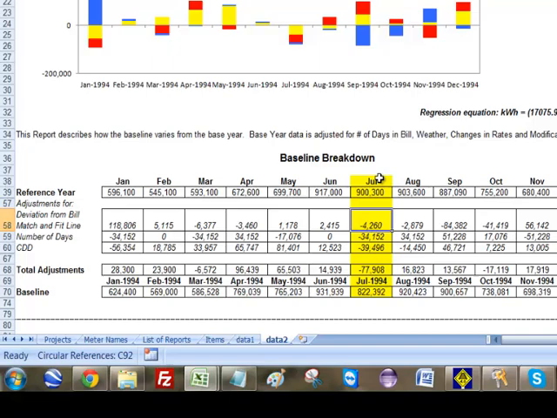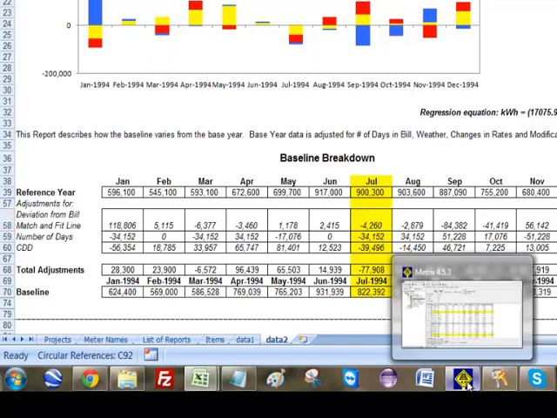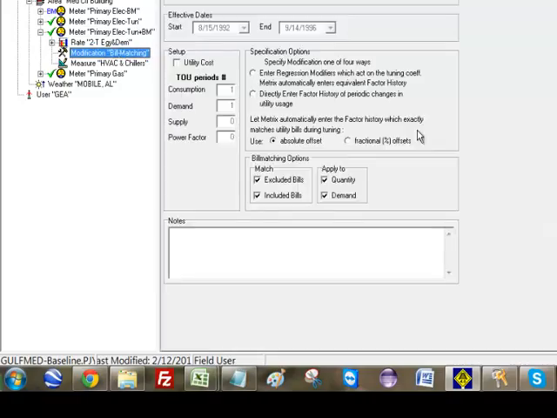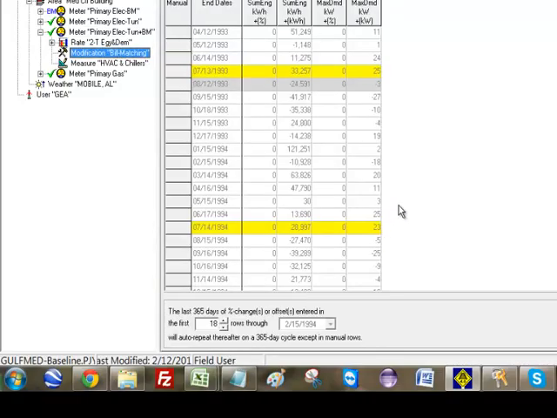bill matched on top of a tune, if we look in metrics, and if we look at the bill match modification, we've got our July 93 bill, which is our reference year bill, and our July 94 bill, and the difference between these two is what that adjustment is.